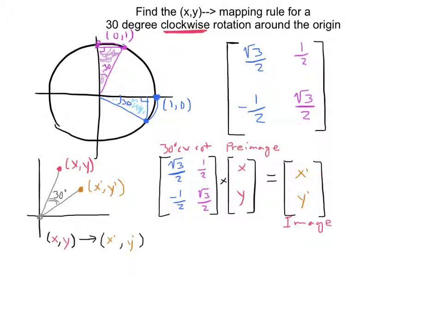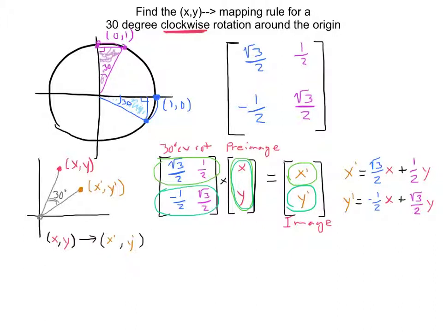It's row 1, column 1, so it's going to be made from row 1, column 1. So the new x, this gets paired with the x, and this one, 1/2, gets paired with the y, and that's the location of my new x. And I do the same for the new y. Row 2, column 1. And there we go. Pairing them up, matrix multiplication. So, I got the new x, I got the new y. This is the mapping rule.